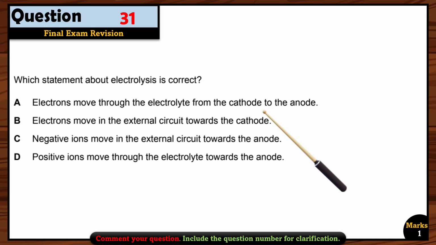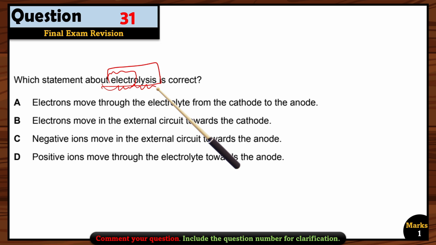First question: which statement about electrolysis is correct? To answer such a question, you have to remember the basics of electrolysis. First, you should know what electrolysis is. You can remember from the word: electro means electricity, lysis means breakdown. So it is the breakdown of a compound, usually an ionic compound, by the use of electricity. The breakdown of ionic compounds using electricity is called electrolysis.